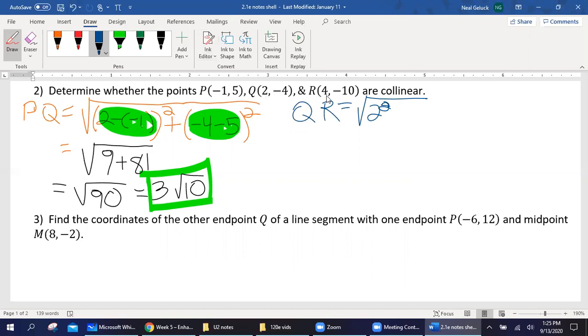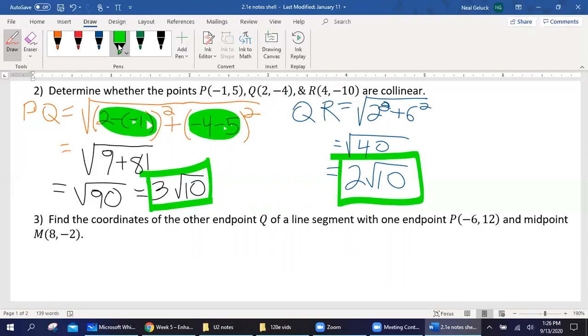Then ask yourself, how far is it from -4 to -10? From -4 to -10 is a distance of 6. So that's going to be the other leg of the triangle. Again, think of it as like the Pythagorean theorem. That would give me 4 plus 36, which is 40. So root 40, if you break that down, is 2 root 10.